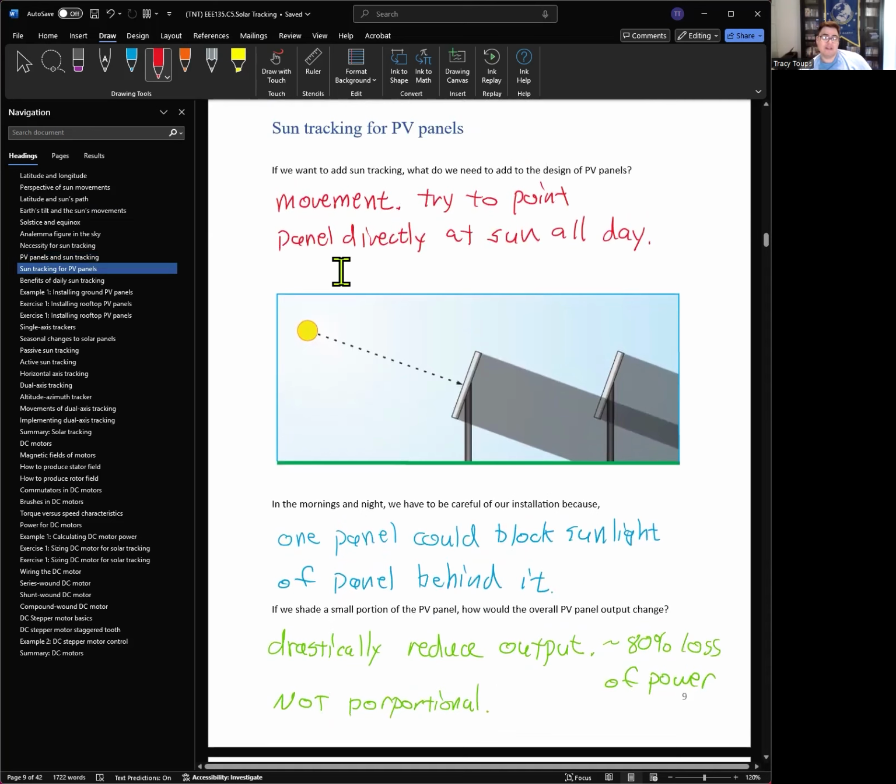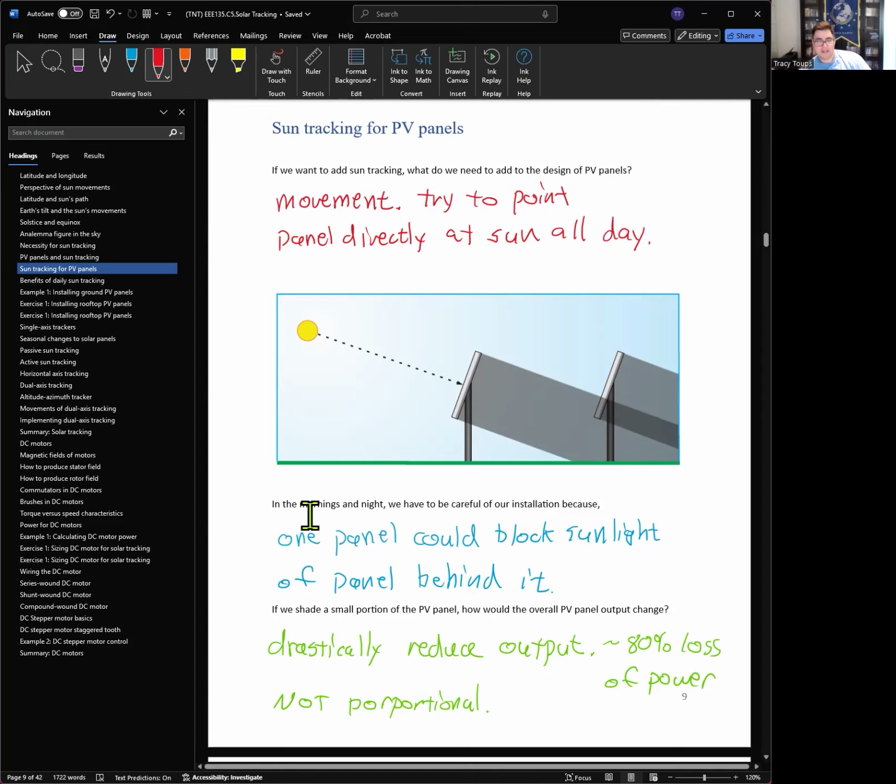Other things for sun tracking: as you move the panels, you have to make sure that you're not blocking other panels. Okay, if we want to add sun tracking, what do we need to add to design the PV system? Well, obviously it needs to move, right? We need to make sure there's some pivoting action or turning action so that the panel will literally move as the sun travels throughout the day.